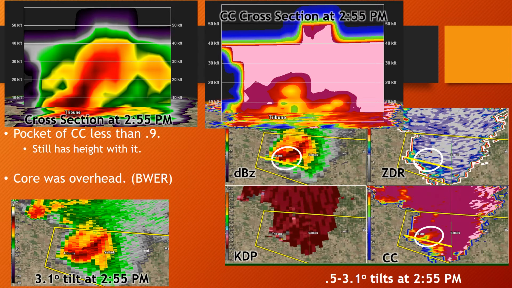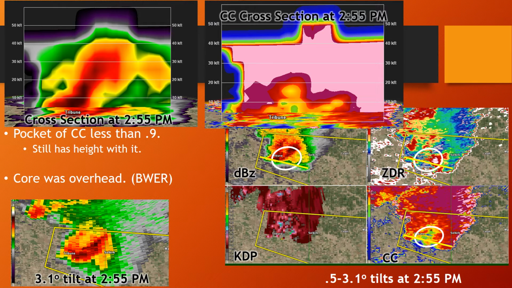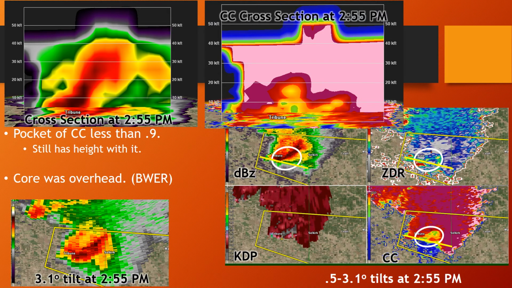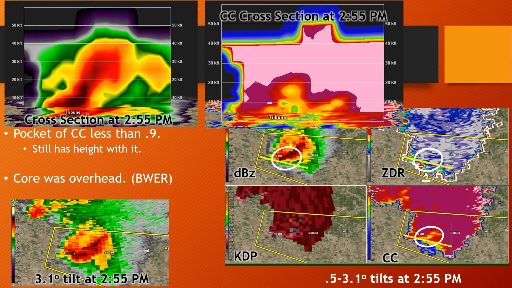Something also to note is we can see the overshooting top there. That's above 40,000 feet at 2:55 as well. So that's another interesting feature with this storm.